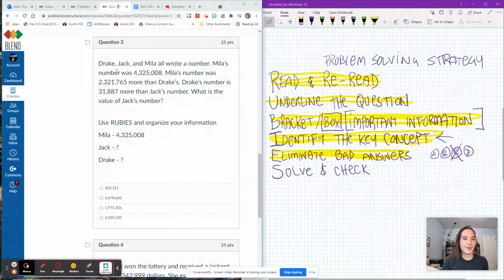All right, so Drake, Jack, and Mila all wrote a number. Mila's number was 4,325,008. Mila's number was 2,321,765 more than Drake's. Drake's number is 31,887 more than Jack's number. What is the value of Jack's number?